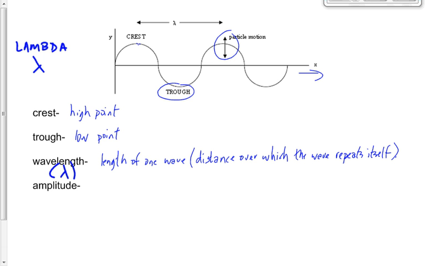Why don't they call it W? I don't know, but they don't. Wavelength is always the Greek letter lambda. And you can see that I have it labeled up here. It goes from the top of one crest to the top of another crest, the distance over which the wave repeats itself. Now, we could also label it right here, from trough to trough, or we could also label it right here.